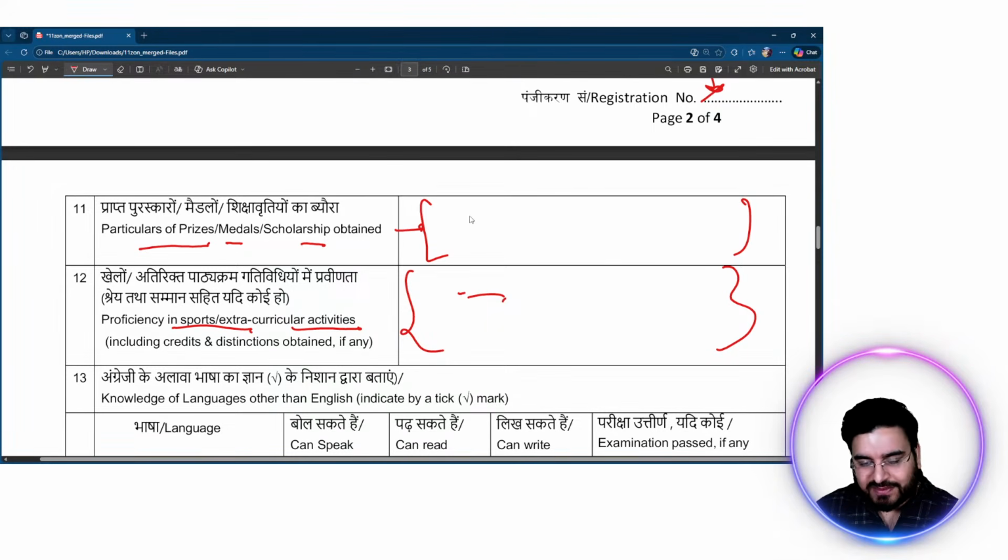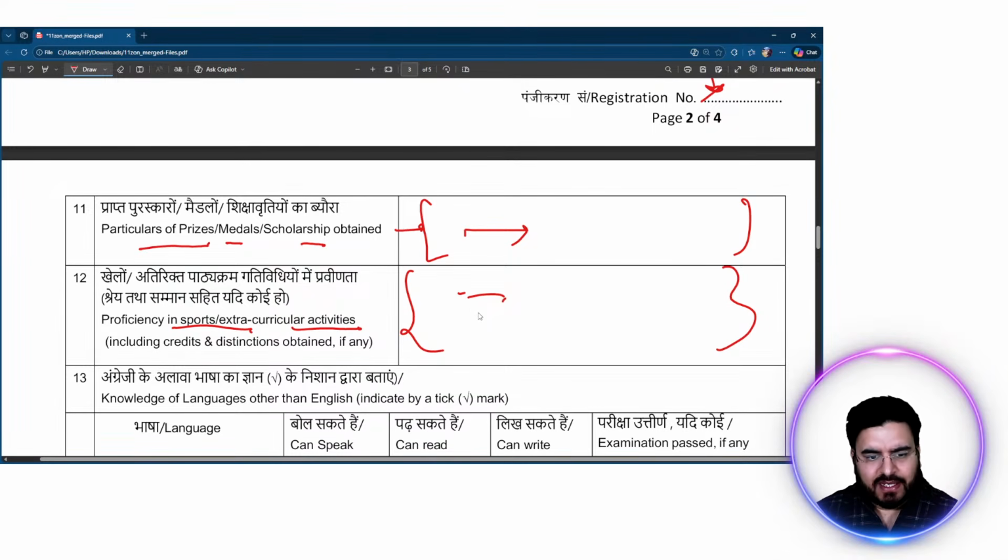Even if you have, it should not be that I have won first prize in class 6th drawing competition. Don't put all that stuff. But yes, if you have any other achievement, let's say if you have represented the school or your college in something, or you have any kind of state level, district level achievement, you can mention that. For example, some students have an NTSE ranking, National Talent Search, they can mention these things.